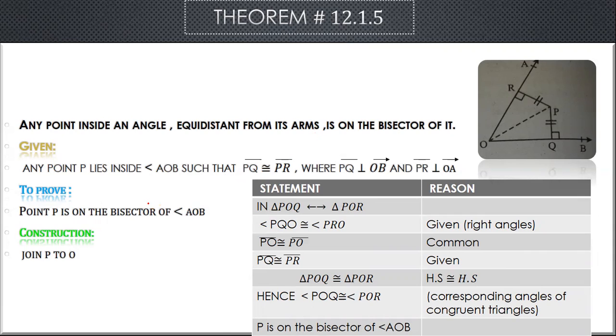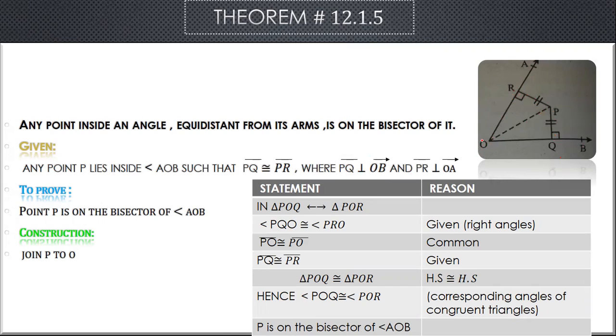Given that any point P lies inside angle AOB, this portion is called the interior of the angle, the whole portion. And the portion which lies outside the boundary of the angle is called the exterior of the angle. Any point P lies inside angle AOB such that PQ is congruent to PR, PQ is perpendicular to OB, and PR is perpendicular to OA.